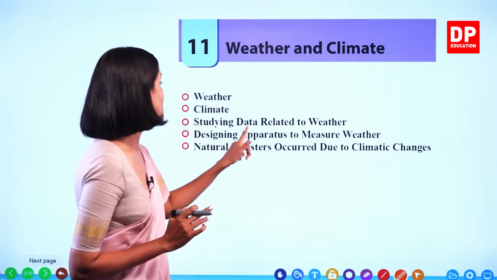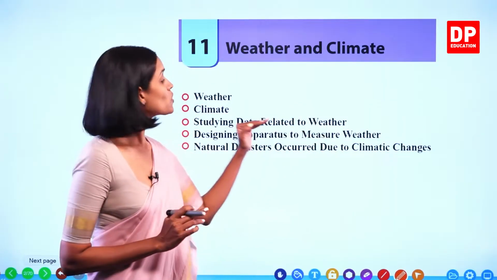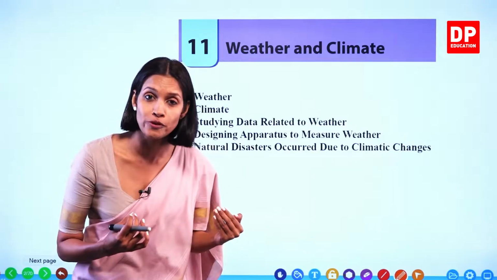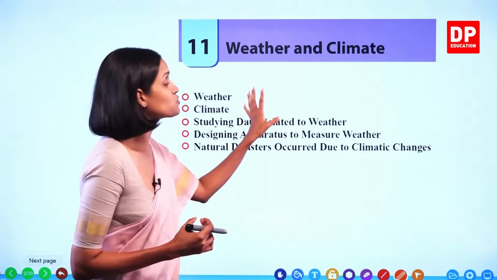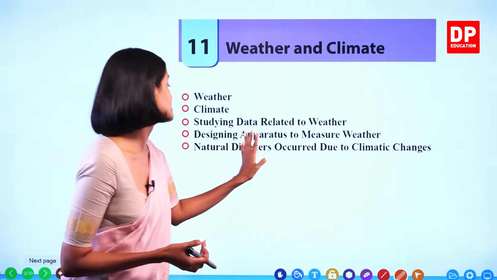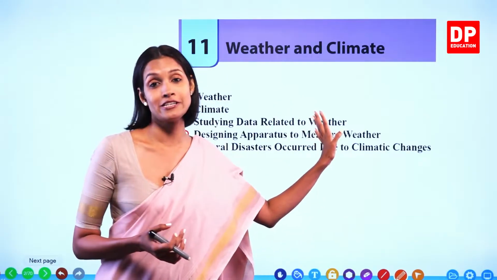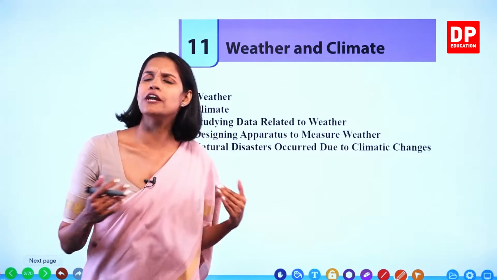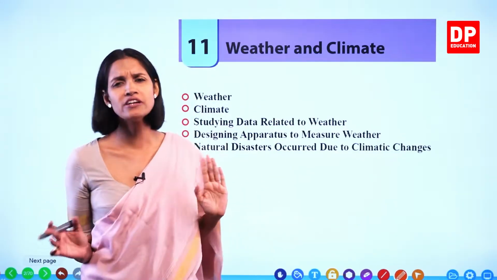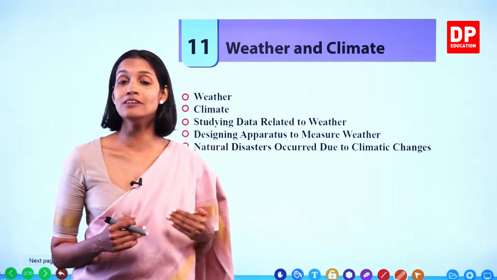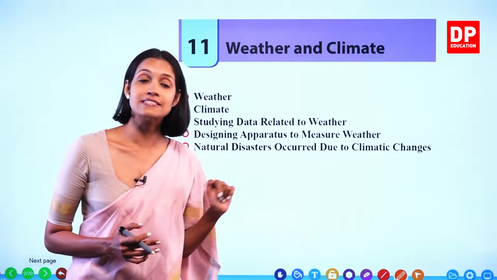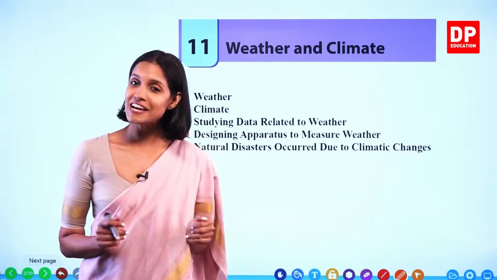Then, designing apparatus to measure weather. Under this topic, we are going to learn how to design different types of instruments to measure each factor, okay? And finally, we are going to learn about natural disasters that occur due to climatic changes. Right, so you all are familiar with different types of natural disasters as well. You all have learned about different types of natural disasters in your lower grades. So we are going to learn about some of these natural disasters under this last topic. So let's start our lesson now.